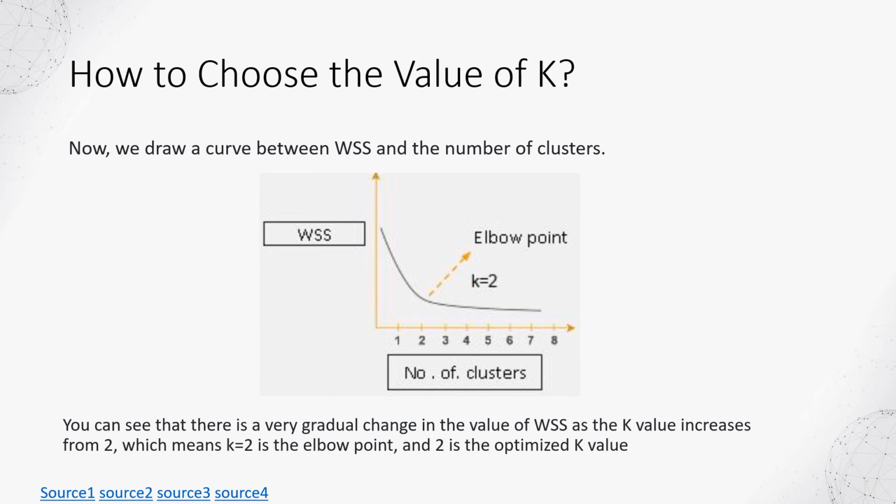We calculate WSS values with k as different values, and then we draw a curve between WSS and the number of clusters. In that plot, there is usually a turning point after which the WSS value changes very gradually. We call that turning point the elbow point, and the k at the elbow point is the optimized k value. The value at the elbow point is the optimized number of clusters based on the elbow method.